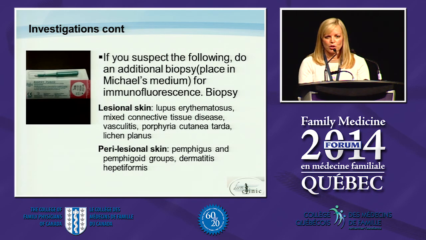I mentioned doing immunofluorescence, so you just need to order the Michel's medium, the separate little jars from your lab. And then if you're thinking about some specific diagnoses, so lupus, mixed connective tissue disease, vasculitis, porphyria cutanea tarda, and lichen planus, in those situations you want to do a biopsy of lesional skin. And in your immunobullous disorders, or again, dermatitis herpetiformis, you can kind of think of it as bullous, it's more vesicular, you want to biopsy the perilesional skin for immunofluorescence.